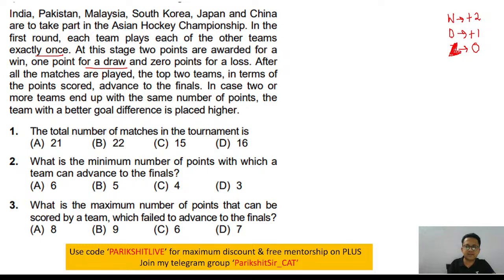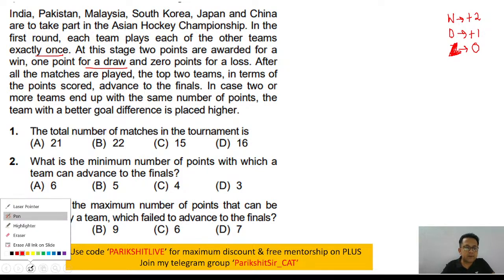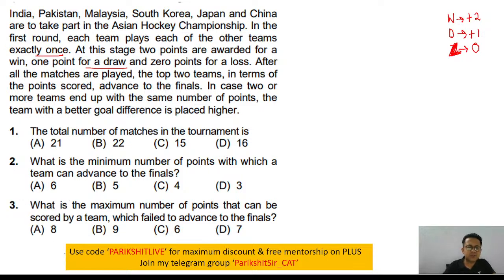Okay. Let's continue. Total number of matches in the tournament. There are 6 teams in the tournament. So let's say A, B, C, D, E, F. So what are the total number of matches?